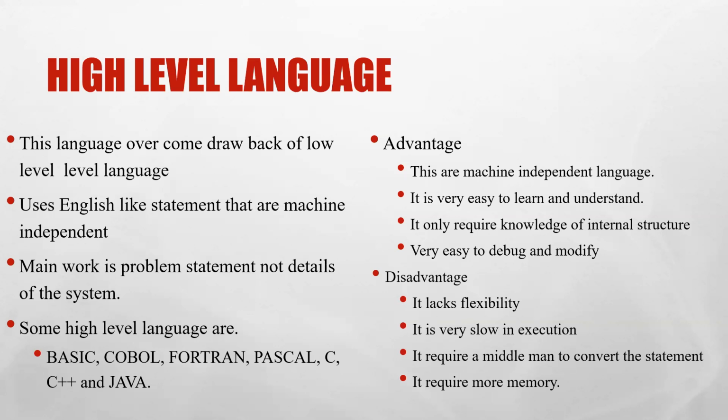Next, it is very slow in execution because, as I already spoke about the assembler as a middleman, the system only knows zeros and ones. So whenever this higher level language has to be converted into zeros and ones, we use transistors. Those transistors will convert your high level language into a machine level language. For this reason, this is very slow in execution. It requires a middleman to convert the statement.